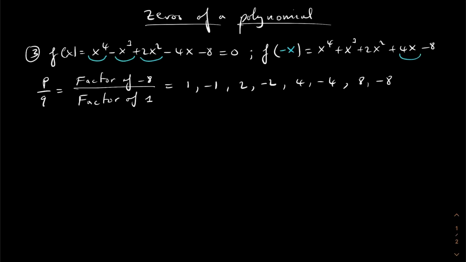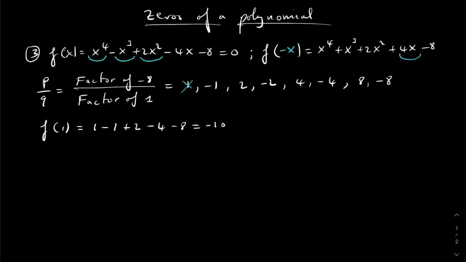And so, with that in mind, we can go ahead and start testing our zeros here. So I'm going to go ahead and test 1 to see if that works out. F of 1 here is going to be 1 to the power of 4, which is 1, minus 1 to the power of 3, which is 1, plus 2 times 1 to the power of 2, which happens to be 2, minus 4, minus 8, that's going to give me negative 10. And so 1 is not a zero here.